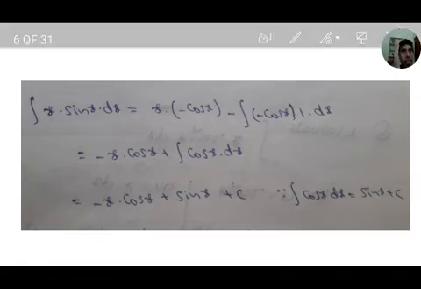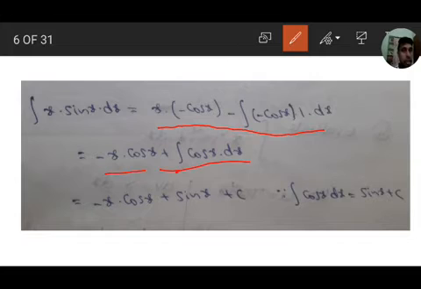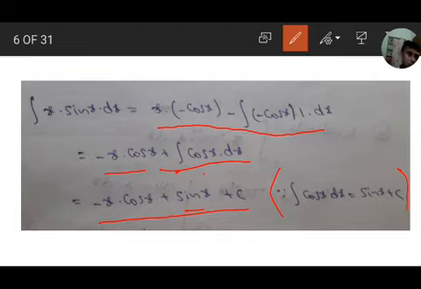Next step: minus x into cos x, minus integration of minus cos x into 1 dx. Here minus will become plus, so minus x into cos x plus integration of cos x into 1, which is cos x. Integration of cos x dx is sin x. Therefore minus x into cos x plus sin x plus c, because integration of cos x is sin x.